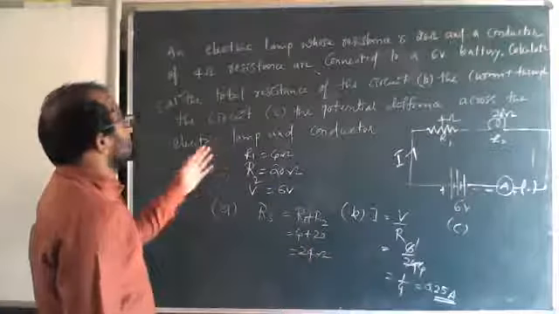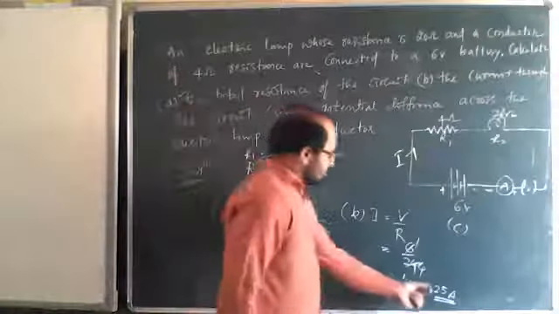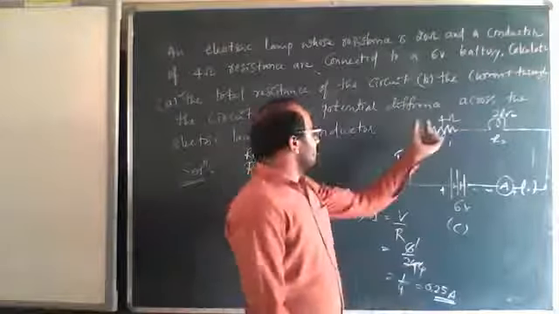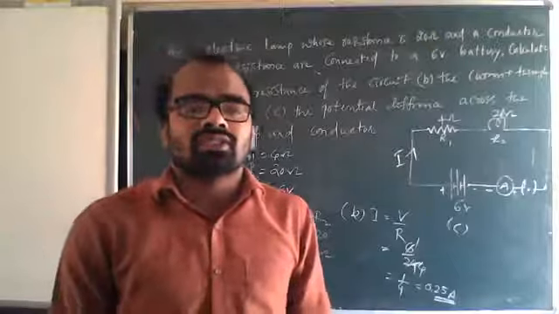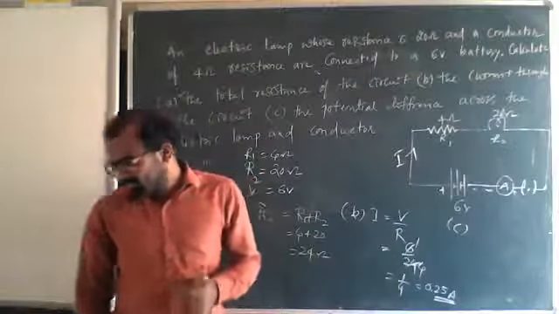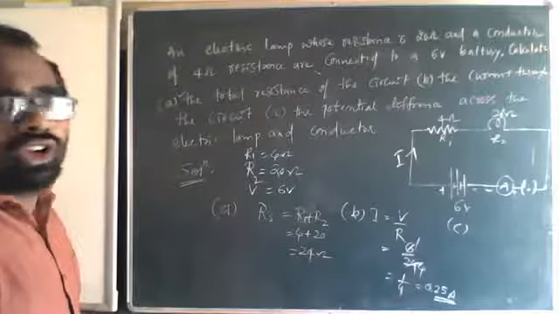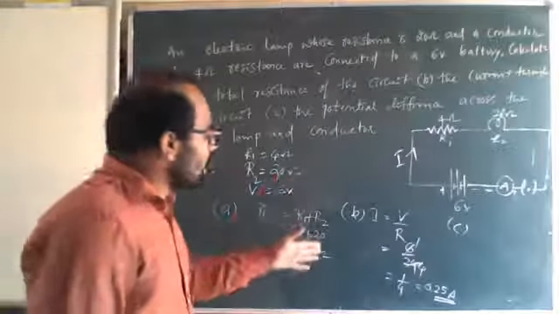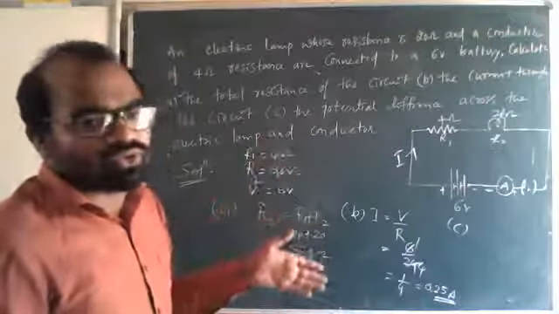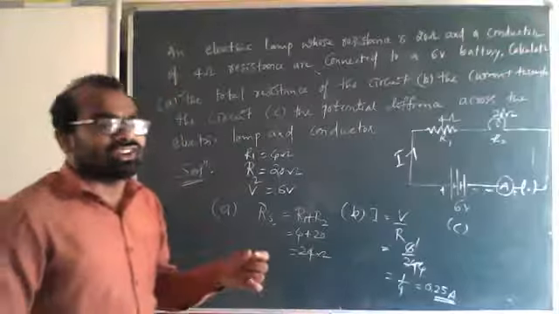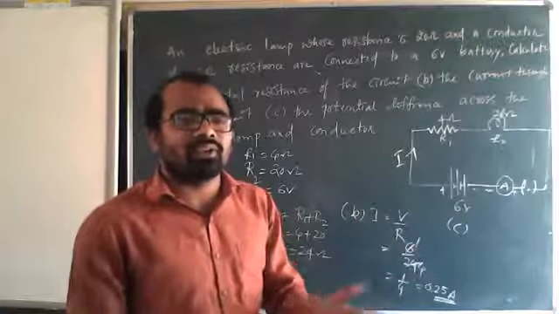So third one, C: the potential difference across the electric lamp and conductor. See, the current 0.25 ampere will be the same in the 4 ohm resistor and the 20 ohm resistor also. Why? Because in a series circuit the electric current will be the same. So the 4 ohm resistor has 0.25 ampere current, and the 20 ohm resistor, that means the lamp, also has the same current, but the potential difference divides in a series circuit. In parallel, the potential difference is the same, and the current divides.